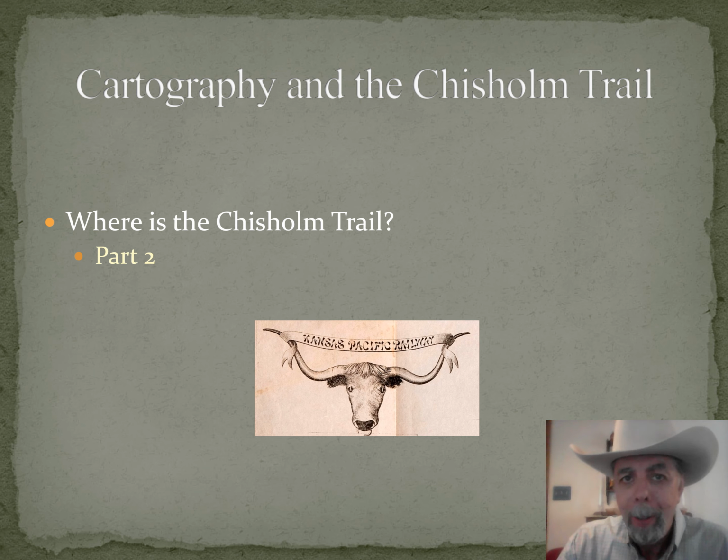The modern maps show the Chisholm Trail from Texas past Red River Station and on to Abilene, Kansas. But when we look at the contemporary maps from the 1870s and 1880s, while the trail was actually being used, they don't mention the Chisholm Trail anywhere along this route. So where is the Chisholm Trail?